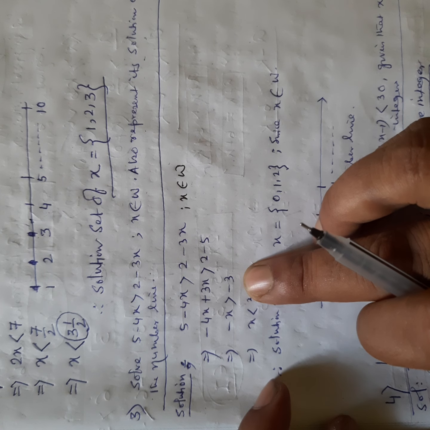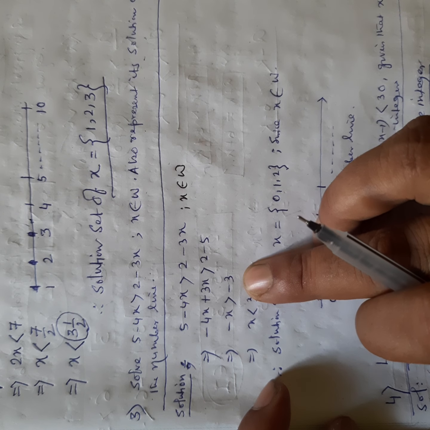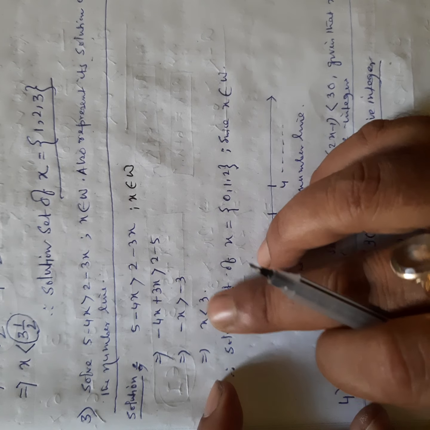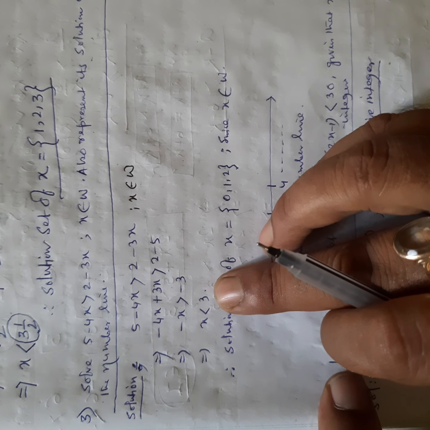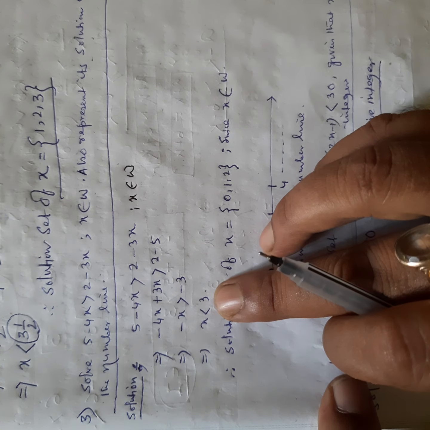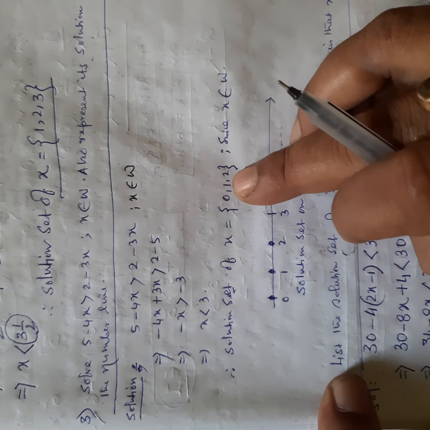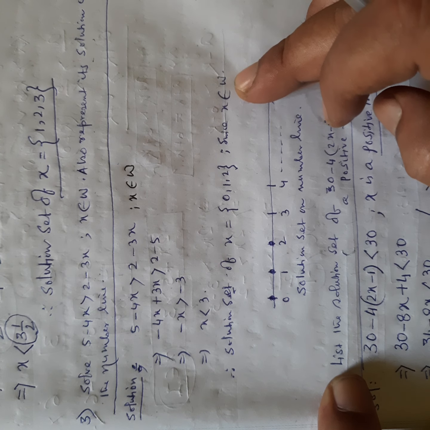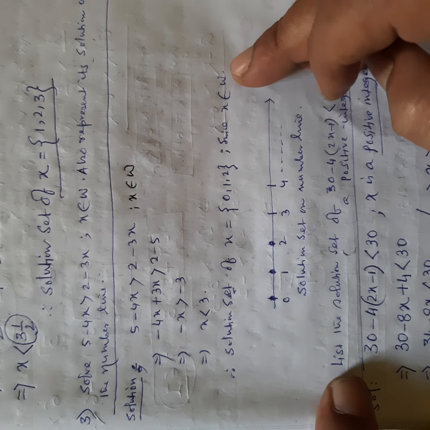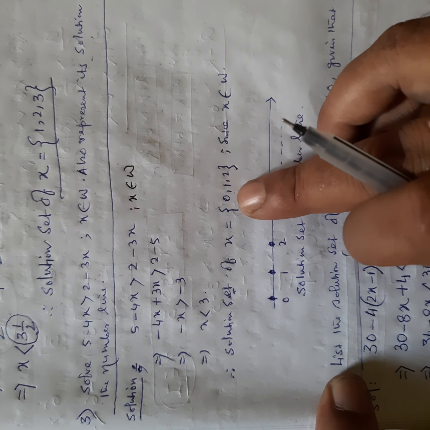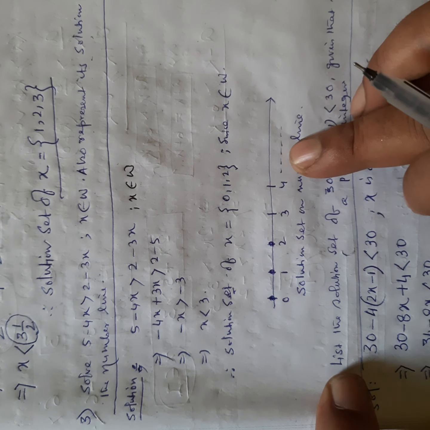To determine the value of x, we must multiply by minus 1 on both sides. And if we multiply by minus 1 on both sides, then the inequality sign is changed. So we get x less than 3. Therefore the solution set of x equals {0, 1, 2} such that x belongs to W, that means x belongs to the whole numbers. We get the solution of x as 0, 1, 2 and we represent this solution set on the number line.